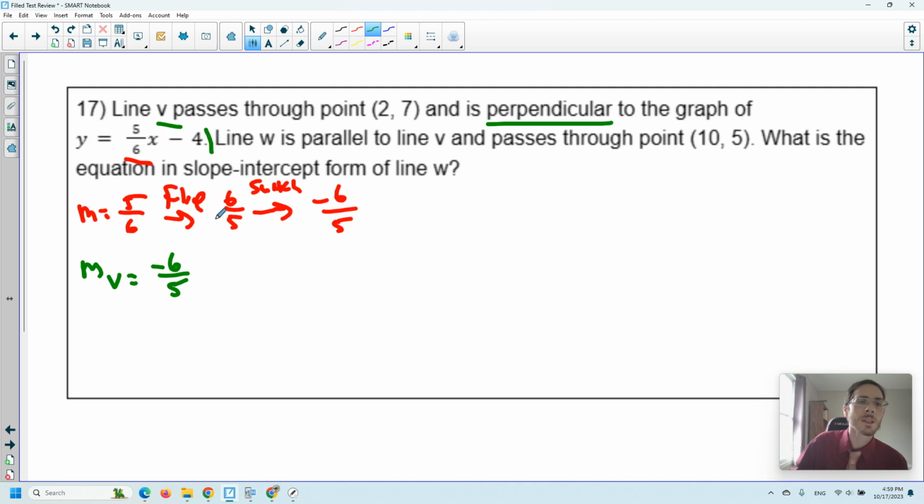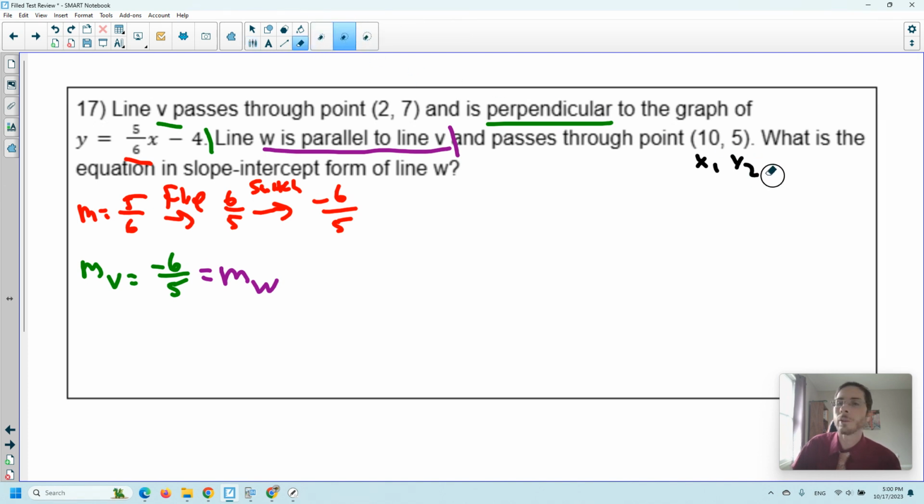All right, so we're going to cut that off right there and head to the next part of the question. Line W is parallel to line V. Well, parallel means that the slopes are the same. So that means this has to be the same as the slope of W. Let's cut it off there because that's fact number 2. Fact number 3 is it passes through the point (10, 5). So that's an x1, y1. All right, that's great. What is the equation in slope-intercept form of the line W?